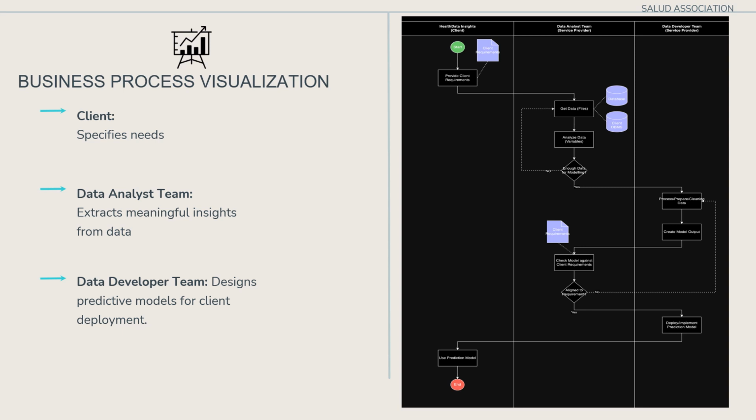Our client is Health Data Insights. They are the ones who are responsible for the requirement of the project and to whom we are going to hand over the project. In the second section, we have the data analyst team, the team who will be working on gathering the required data as per the client's requirement.